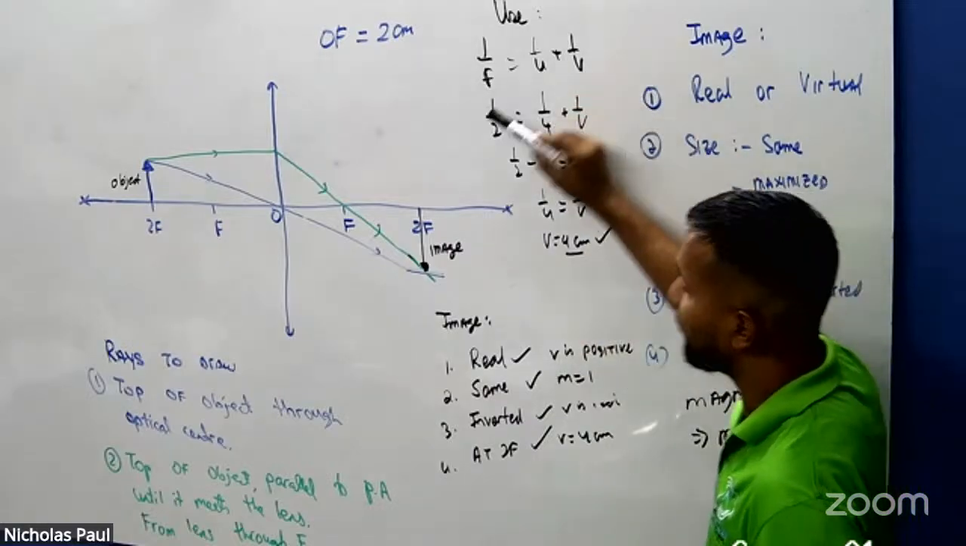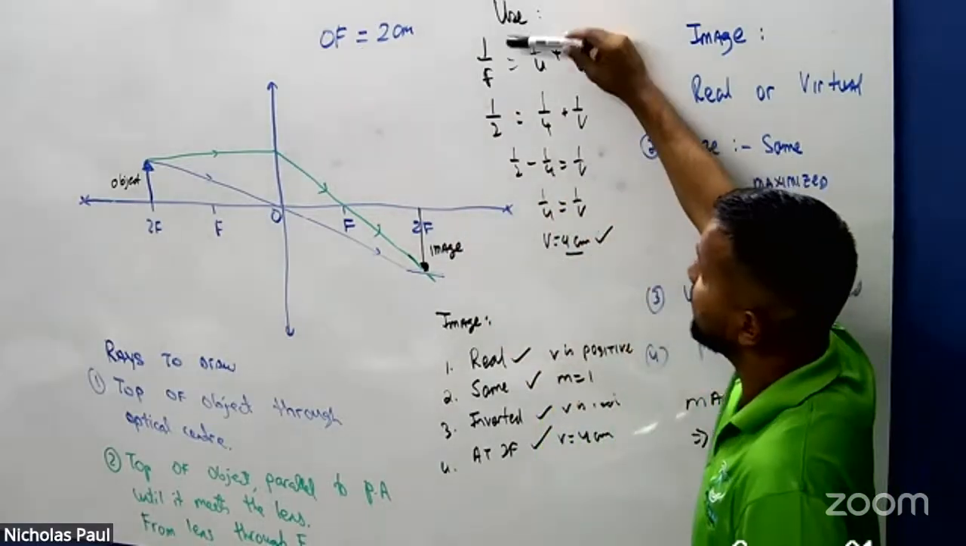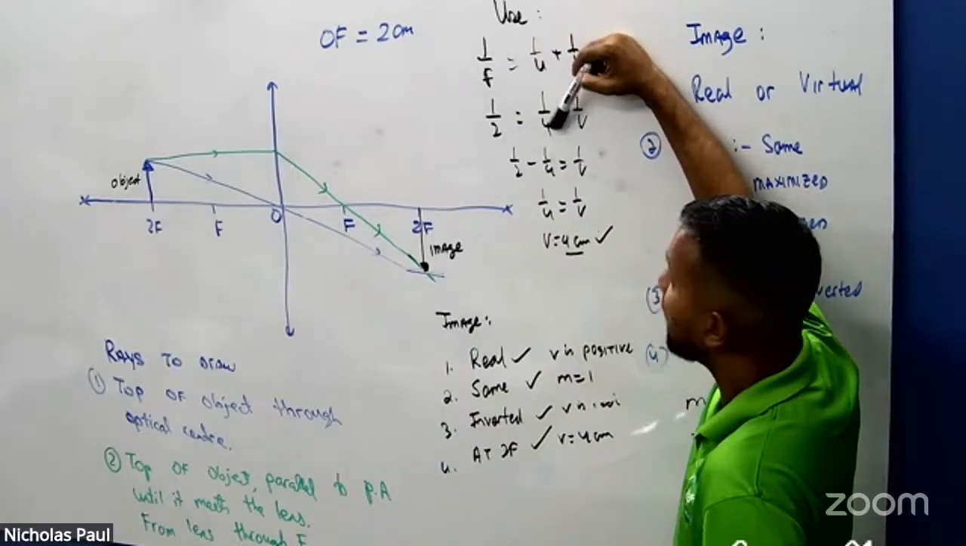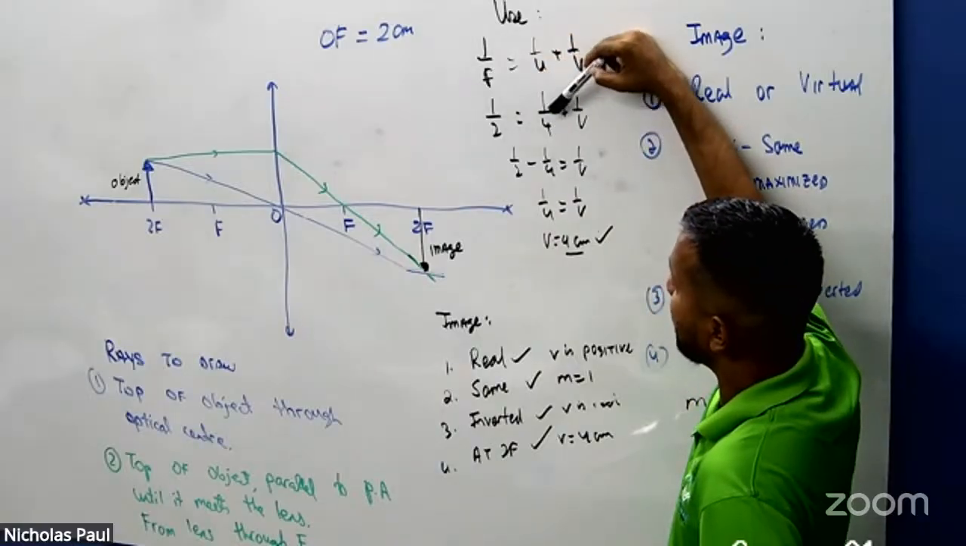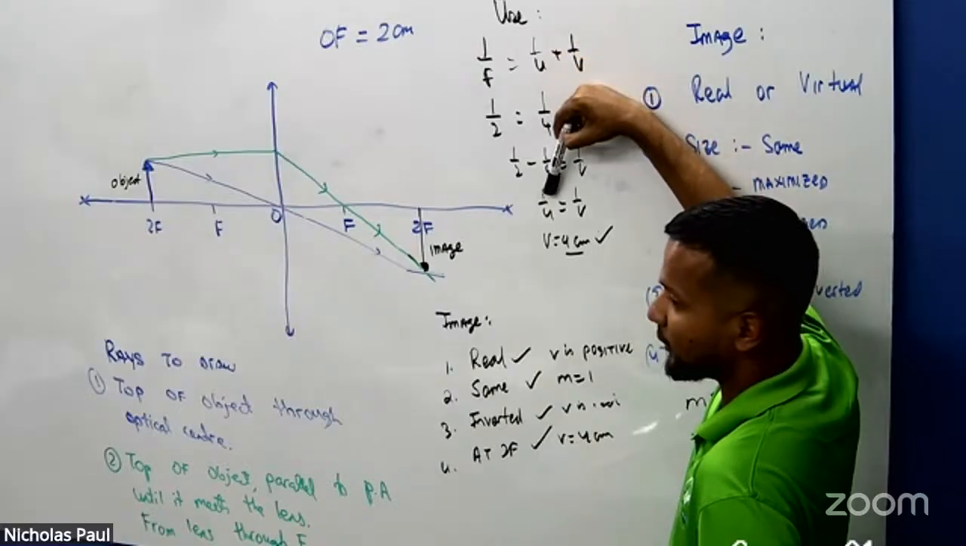The focal length is what I gave you. So I use the lens maker formula, right? F is 2, U is 4. 1 on 2 equals 1 on 4 plus 1 on V. Move it across. A half minus a quarter.